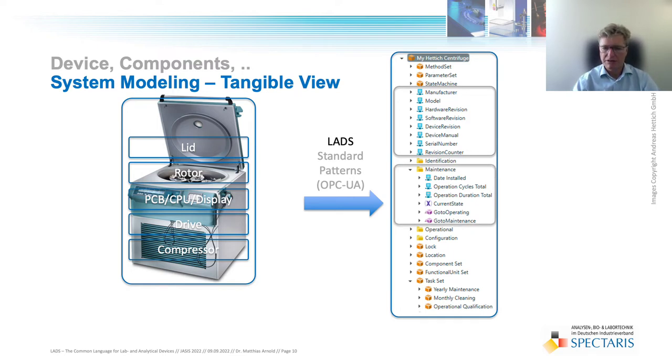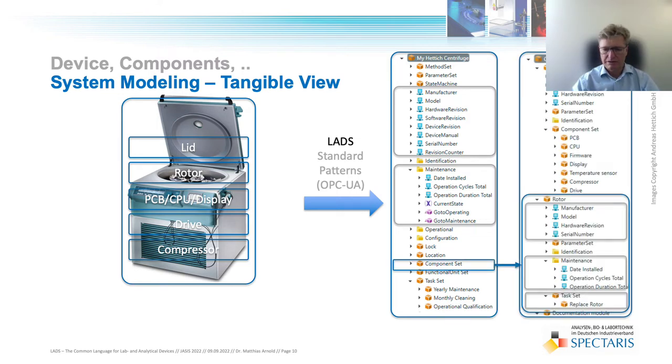Maintenance related information, such as condition monitoring properties, is also arranged in a standardized layout. Hardware components, such as lid, rotor, drive, compressor, are modeled in a subtree called component set, with each component exposing its individual nameplate and maintenance related information in exactly the same way as the device itself. Last but not least, recurrent tasks that affect either the entire device or individual components, such as inspection, maintenance, calibration, validation, cleaning, and so on, can be organized in so-called task sets.